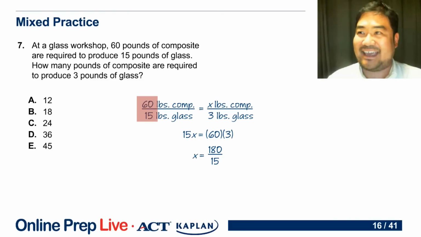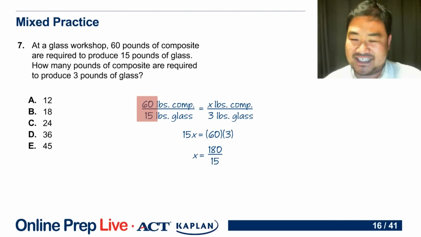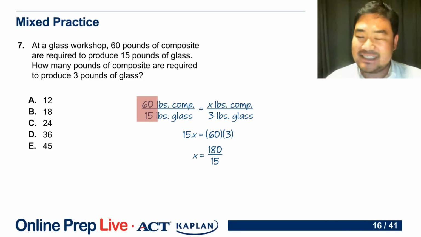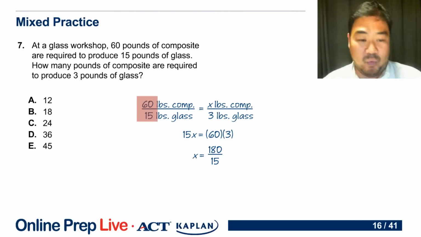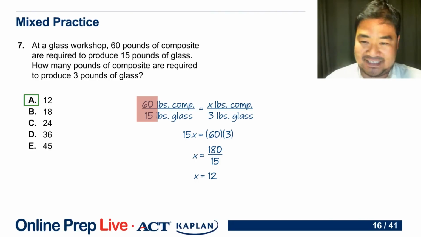I think a lot of you guys say, yeah, Arthur, I saw that. I definitely wanted to do that. And that's great if you noticed it, because we want to keep our calculations as simple as possible. What is 60 over 15 going to simplify to? To just make our calculations a little bit easier, 60 over 15 is going to give us 4 over 1. So 4 over 1 equals x over 3, and then you can cross multiply that, and that'll give you the same answer, x is equal to 12. Choice A for awesome work on this section.